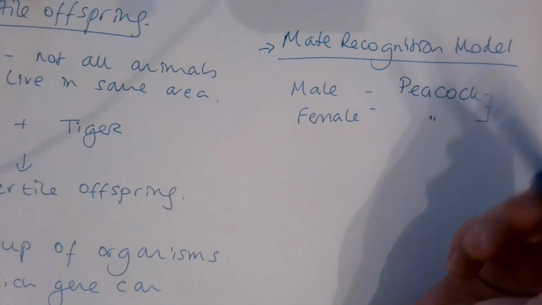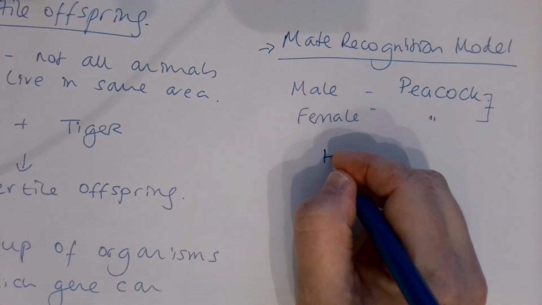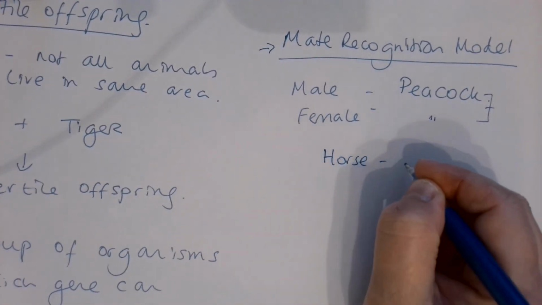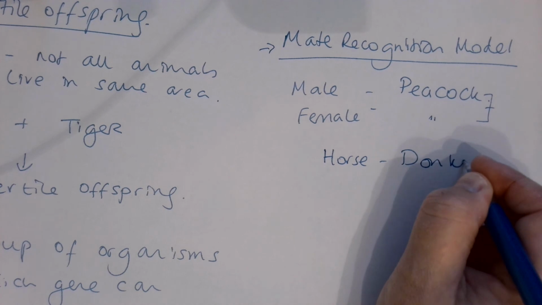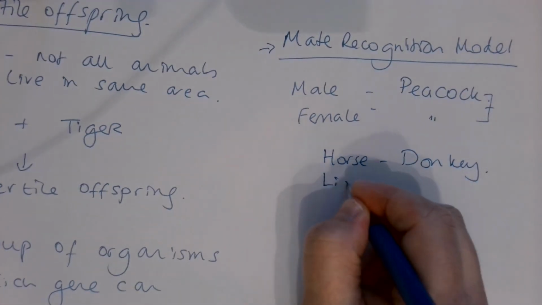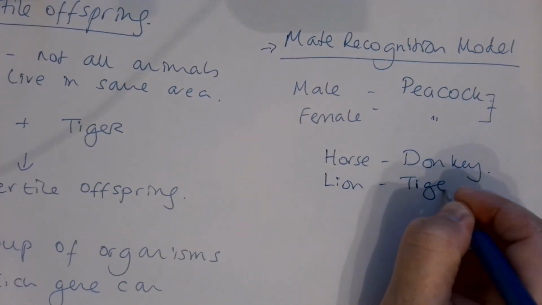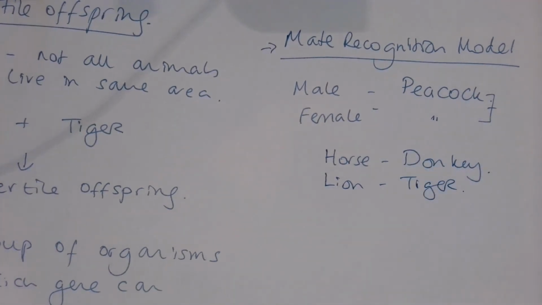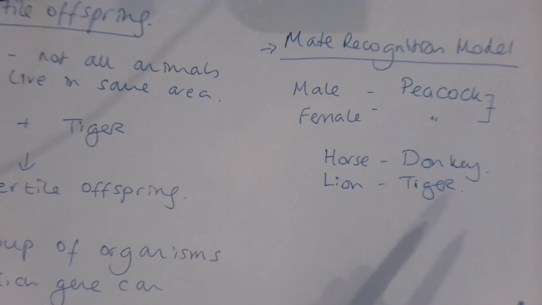Okay, so the only problem we have with that though is mate recognition. You think, okay, these two are mates, they recognise each other, but then we could have the horse and a donkey. We've got that option. Okay, they're different species and yet they're still able to mate, and then we go back to the idea of the lion and the tiger. Okay, so that's the problem with the mate recognition model.